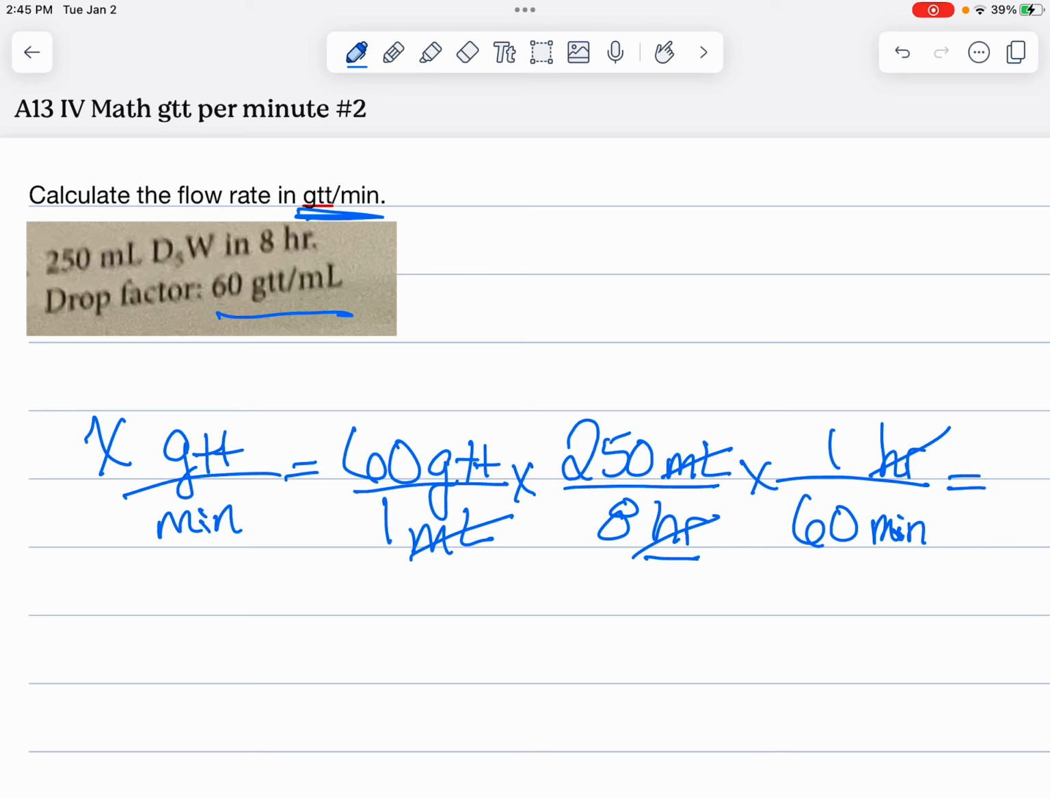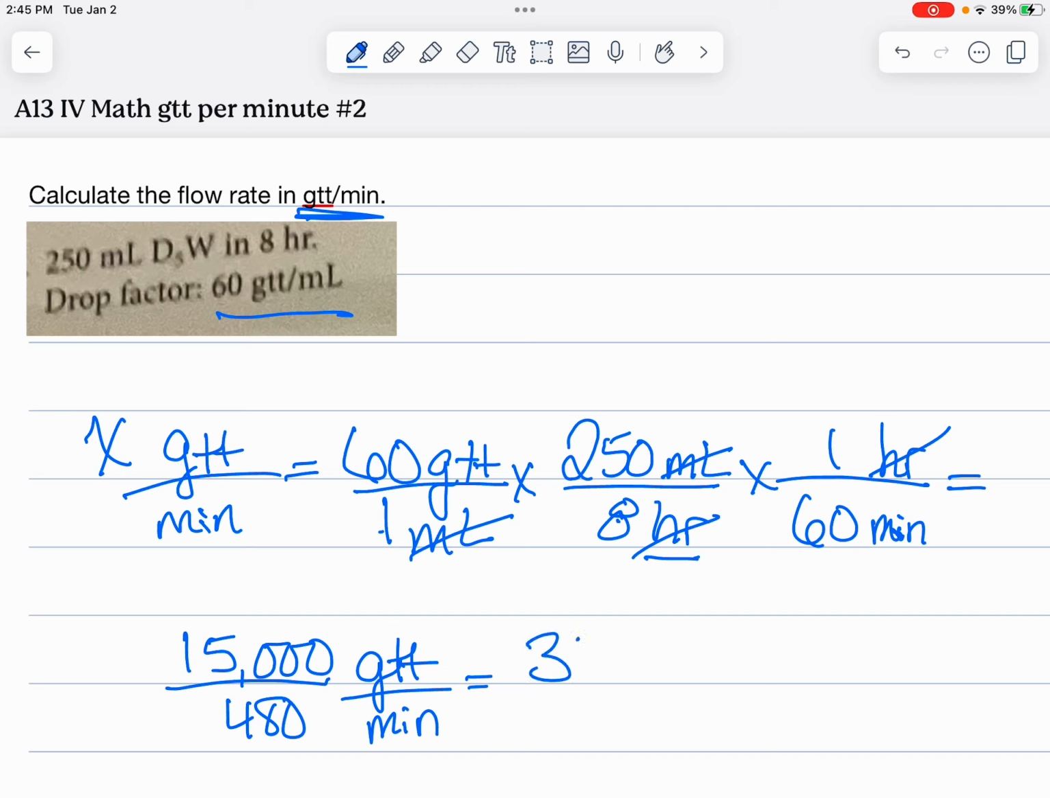So that's going to be equal to 250 times 60. That is going to be 15,000 on top. And that's going to be divided by 1 times 8 times 60, 480 on bottom. Okay, and that's drops per minute. Okay, and so if we do 15,000 divided by 480, we get 31.25 drops per minute.